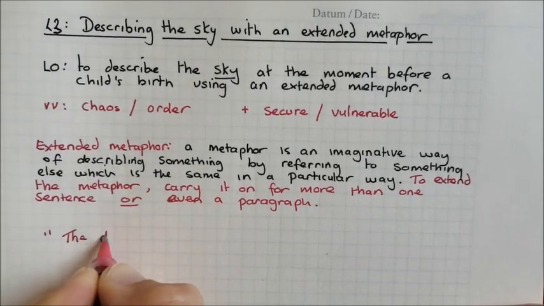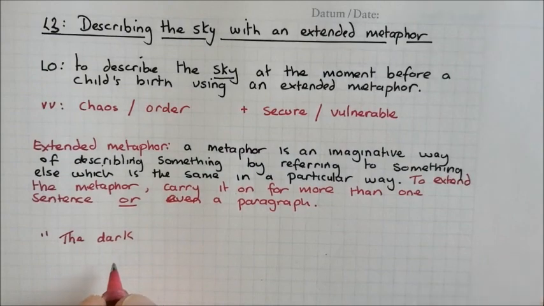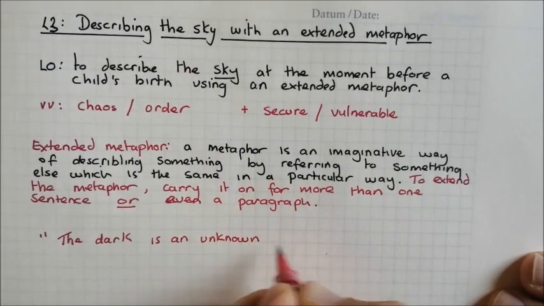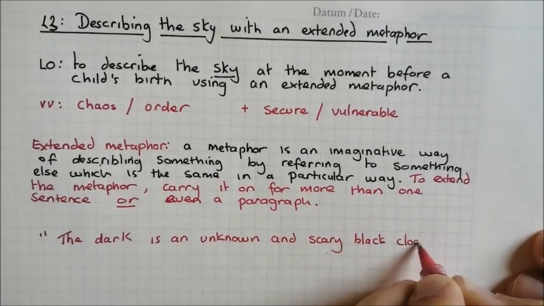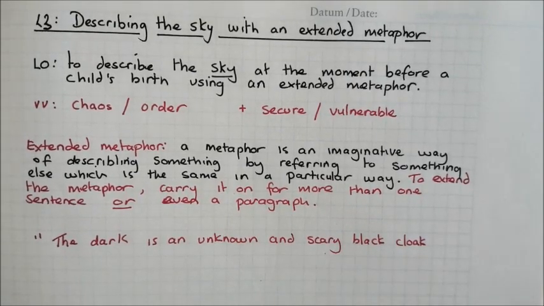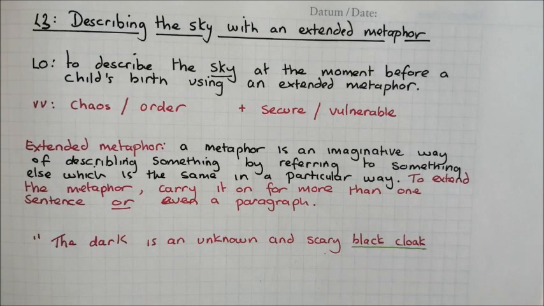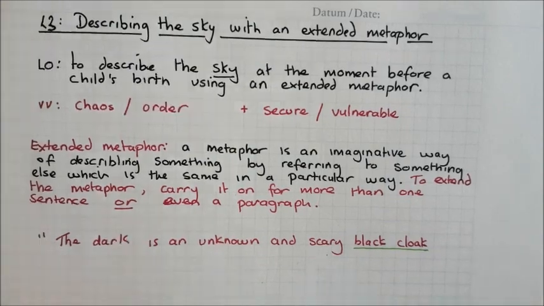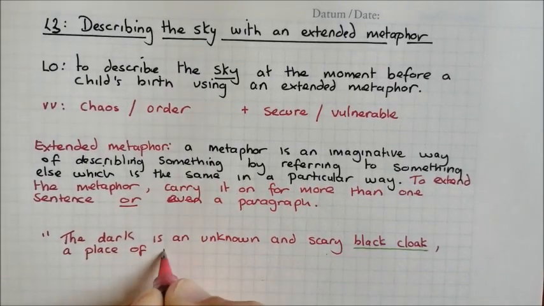The dark is an unknown and scary black cloak. Okay, so that's the first part of our metaphor, right? We're comparing the dark itself, nighttime, to a black cloak. Something that you wear over your shoulders that covers you, that normally keeps you warm, but also shrouds you and hides you. An unknown black cloak. A place, take it further, a place of nightmares.